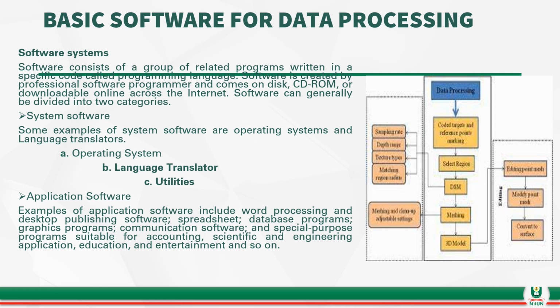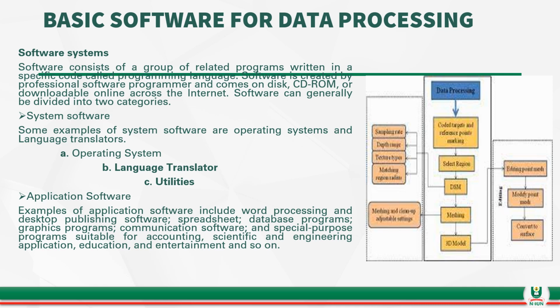So, like I said earlier, we are going to talk about basic software for data processing. So, software systems. Software consists of a group of related programs written in a specific code called programming language. Software is created by a professional software programmer, and it also comes on disk, which is a CD-ROM, or downloadable online across the internet. Software can generally be divided into two categories.